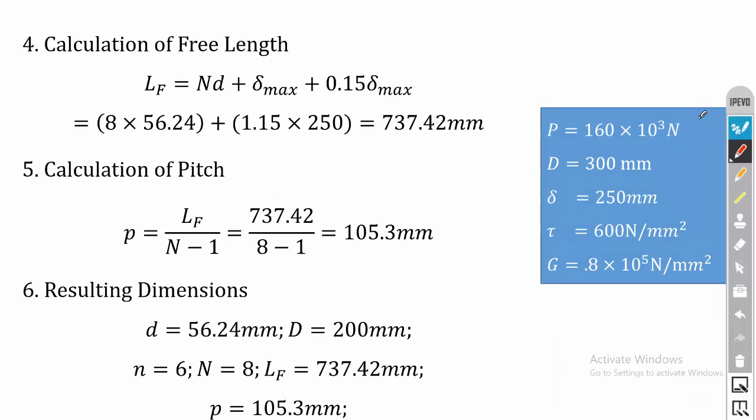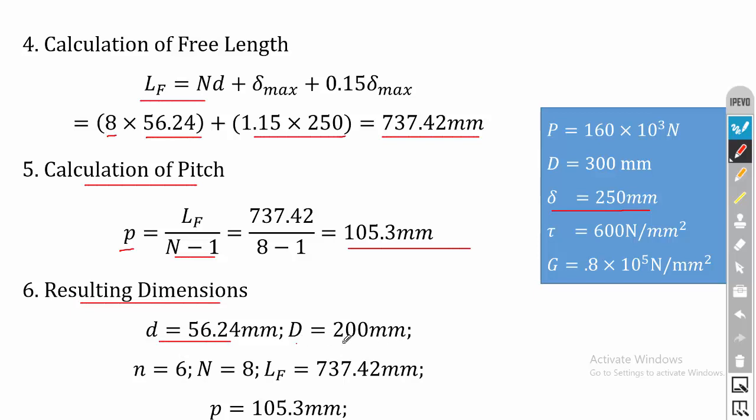The next step is calculation of free length, that is LF is equal to Nd plus del max plus 0.15 del max. So N is 8, d is 56.24 and 1.15 times the del max, it is 250 mm. Substitute it, you will get 737.42 mm. Then the last step is calculation of pitch, that is p is equal to LF divided by N minus 1. So substitute the values, you will get a pitch value of 105.3 mm. Then after calculating all the dimensions, put the resulting dimensions and write all the calculated values.